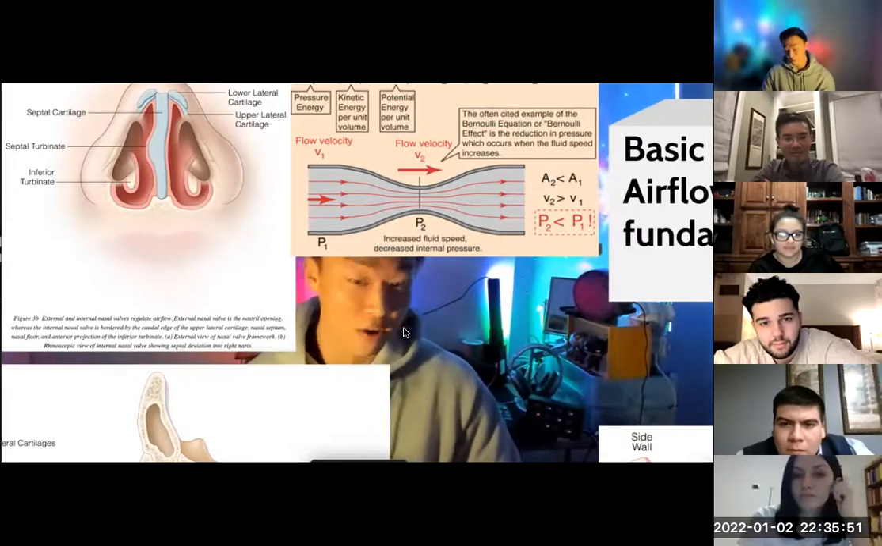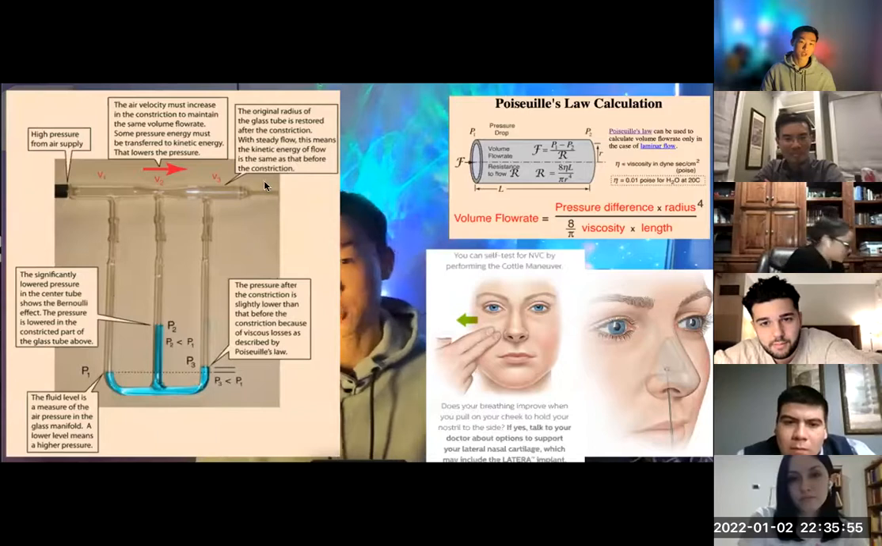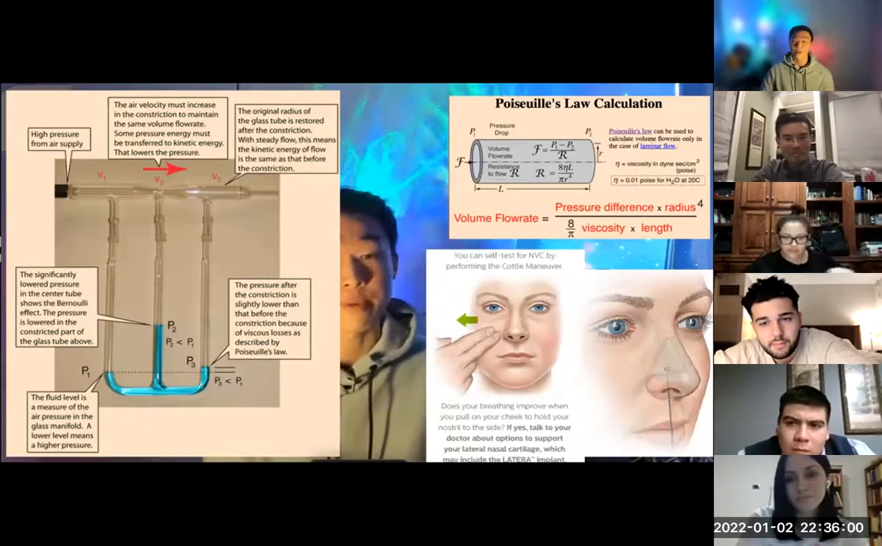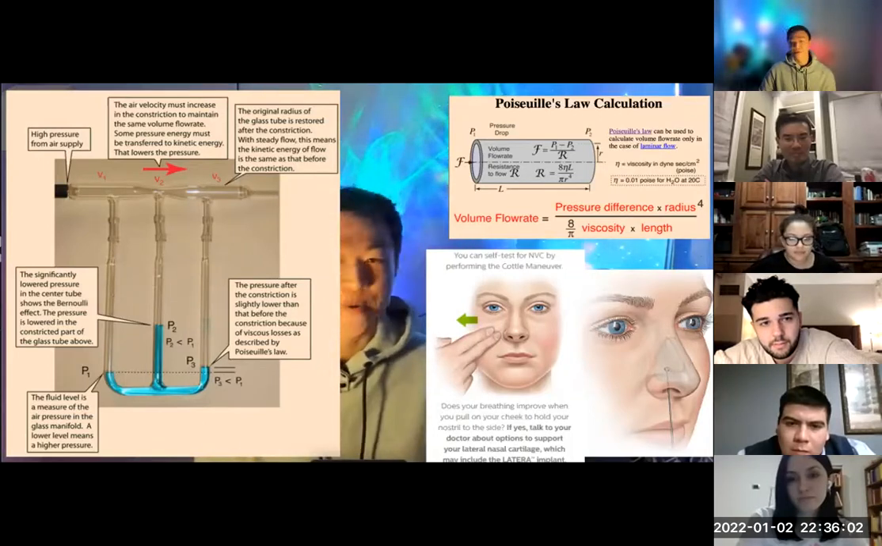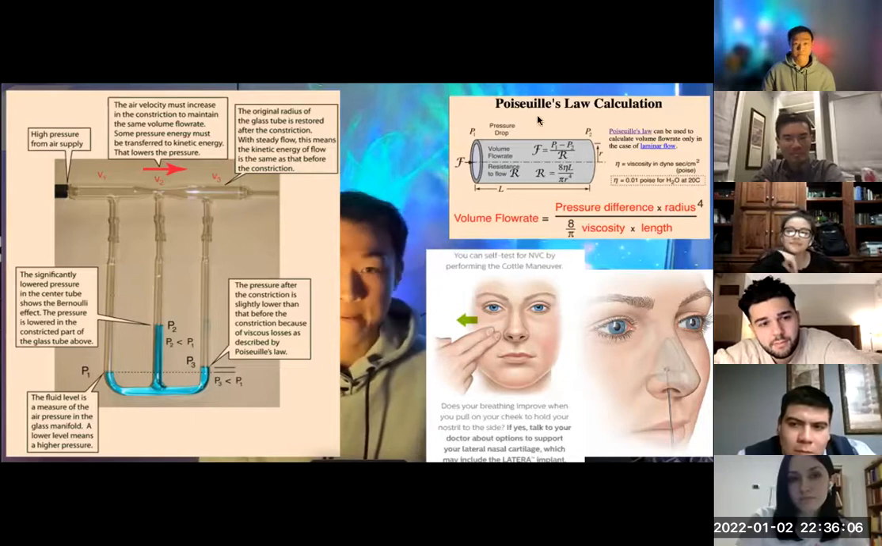So what you're basically doing is you're increasing that velocity to account for that decrease in the internal pressure of that nasal valve. More accurately, a combination of the Bernoulli and the Poiseuille principle really represents a better model for understanding the breathing mechanism of the nose, with the flow rate being directly proportional to the pressure difference times the radius of the valve.